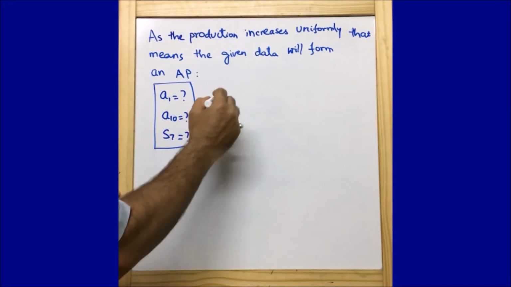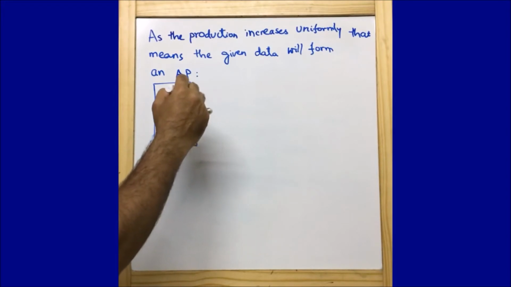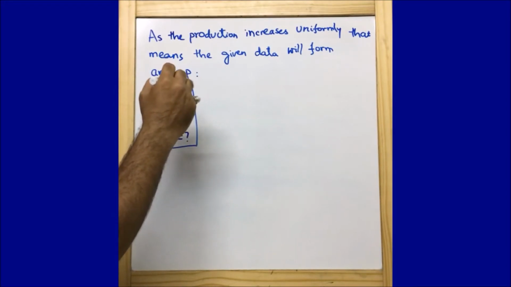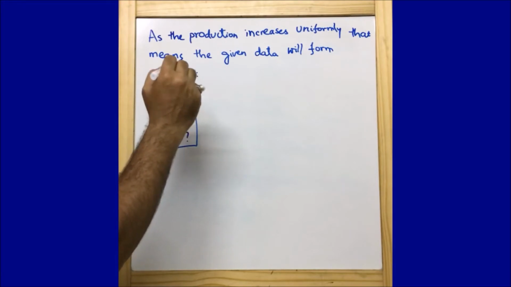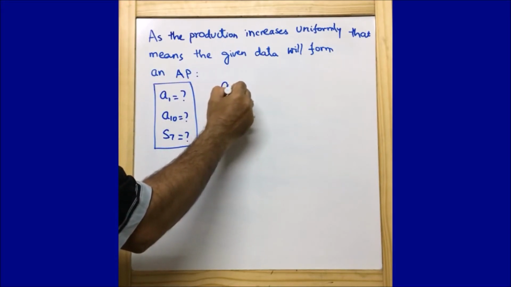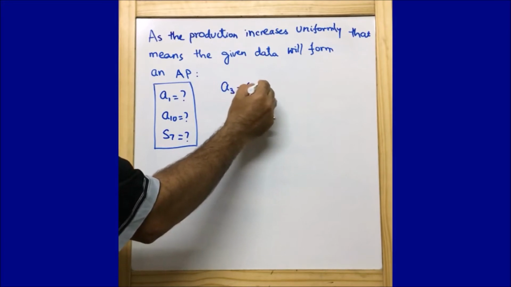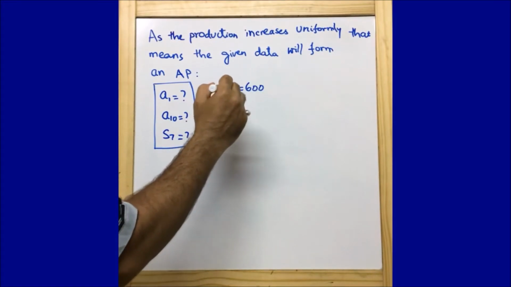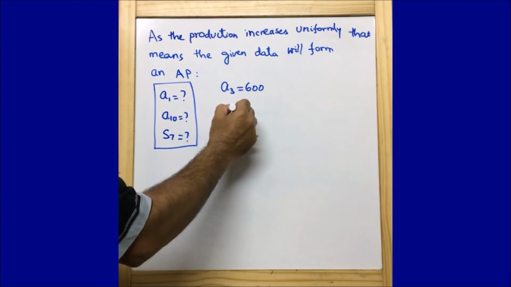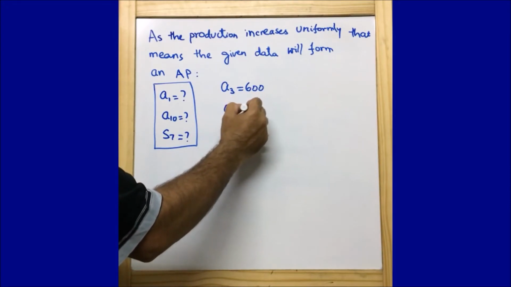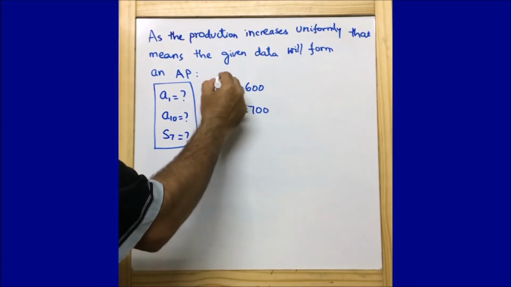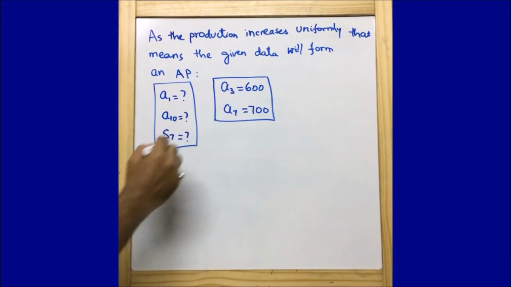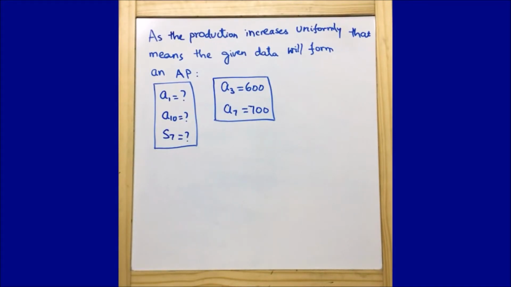And now let's see what is given in the question. The question says that the manufacturer produced 600 sets in the third year, that means A3 is equal to 600, and the manufacturer produced 700 sets in the 7th year, that means A7 is equal to 700. So this much data is with us. Taking this information and keeping in mind that it forms an arithmetic progression, we are going to solve this question.